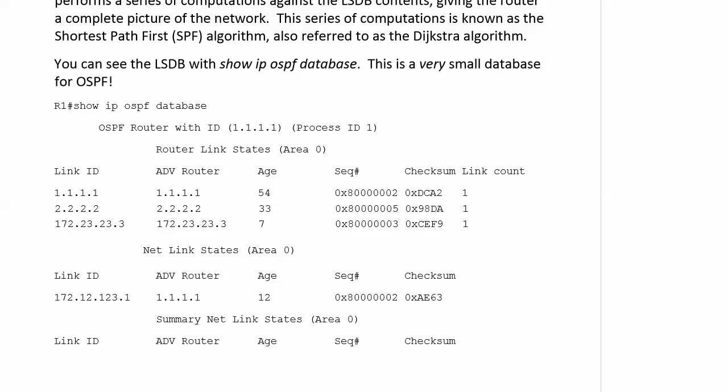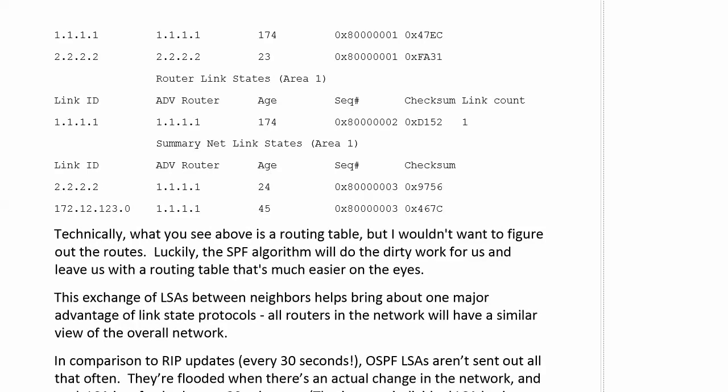And this is a very small database for OSPF. Usually it freaks people out when they see a production one first and it's just one screen after another, or 30 links, 40 links or more, where you're seeing 1 or 2 here. But don't let it freak you out. Now, technically, this is a routing table, but again, the algorithm does the dirty work for us, gives us a routing table that we can interpret much more easily.